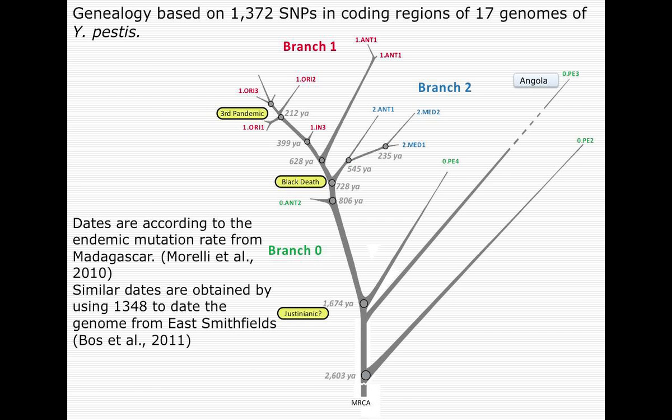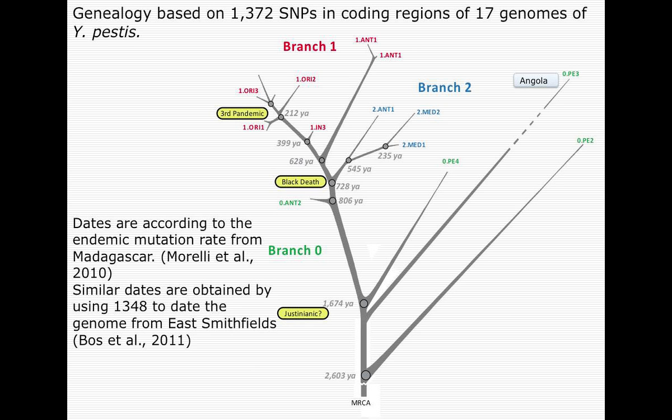So these are 19 genomes. We had about 1,300 SNPs in those 17 genomes. We calculated this group here is the group of bacteria that are responsible for the third pandemic. They're called 1.Ori. This group here is what is found in Western Asia, Kazakhstan, Turkey. The Black Death genomes map right here on the beginning of that branch, which is called branch one. And the Justinianic that was done this year maps down here.